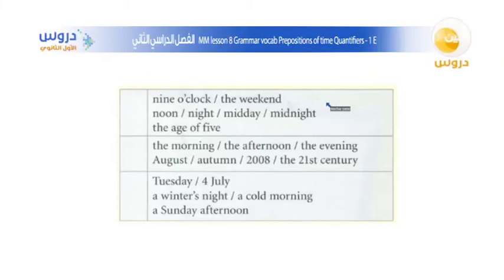9 o'clock, the weekend, noon, night, midnight, at the age of 5. The first one is at, very good. Second one, the morning, the afternoon, exactly, it's in the morning, in the afternoon, in the evening. In August means any month, in autumn, etc.